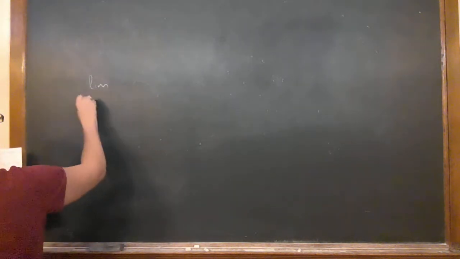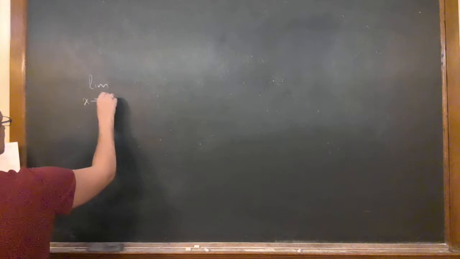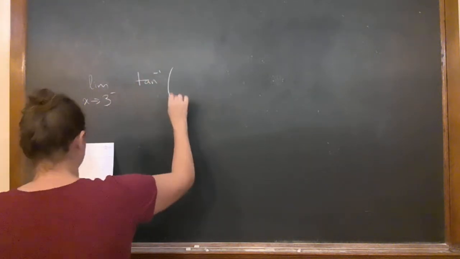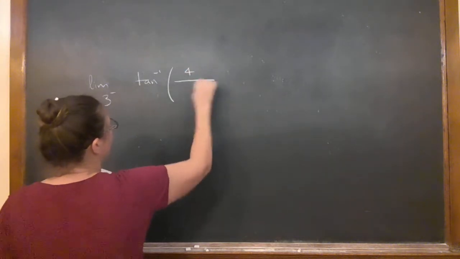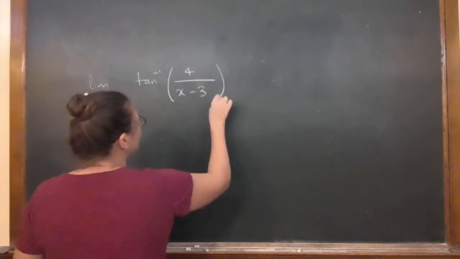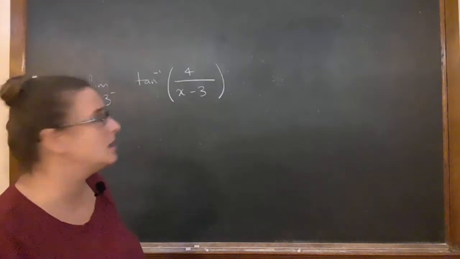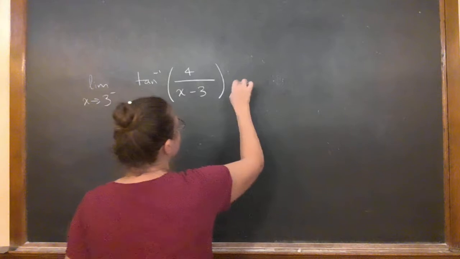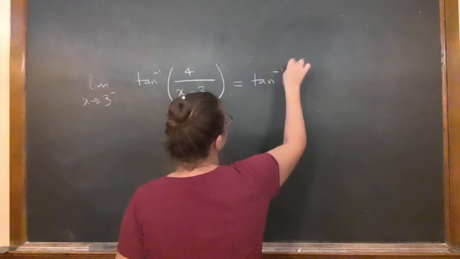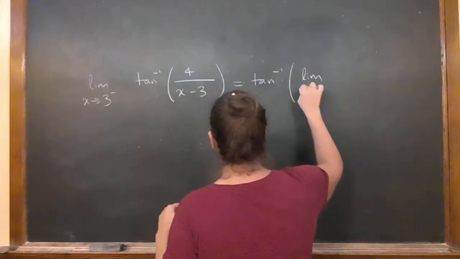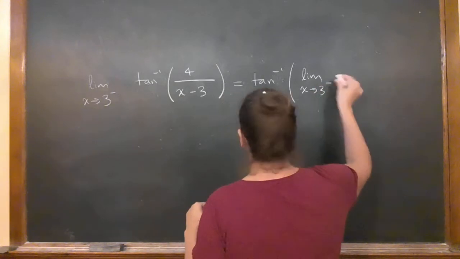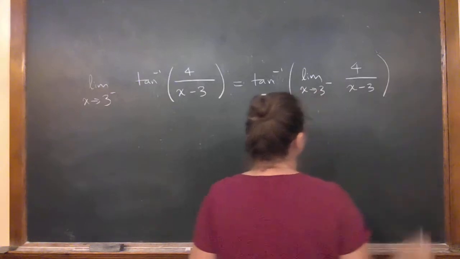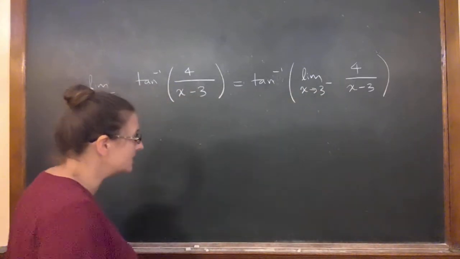Stuff like this: the limit as x goes to 3 from the left of inverse tan of 4 over x minus 3. Okay, as we know from continuity, I can take this limit into there. The limit as x goes to 3 from the left of 4 over x minus 3. Okay, now what's that doing?